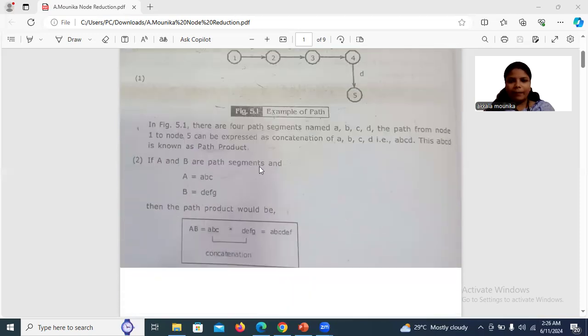Now next, for example, see the other one. If A and B are the path segments, then A is equal to ABC and B is equal to DEF. Then the path product would be the combination of A and B. That means we have to do the multiplication of both A and B segments. So here A is ABC and B is DEF. We need to multiply both A and B. So the path product we obtain here is ABCDEF.